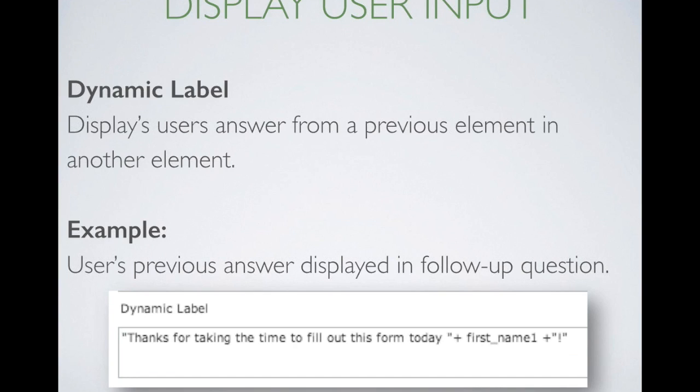So in the form, I did show you the dynamic label. Again, just a reminder, the dynamic label is used to display a user's answer from a previous element in another element. So for this example, the dynamic label in quotes says, "Thanks for taking the time to fill out this form today," and the end quotes, and then it says plus, and it's then including the user's name, which here the data column name for that field was first name 1.